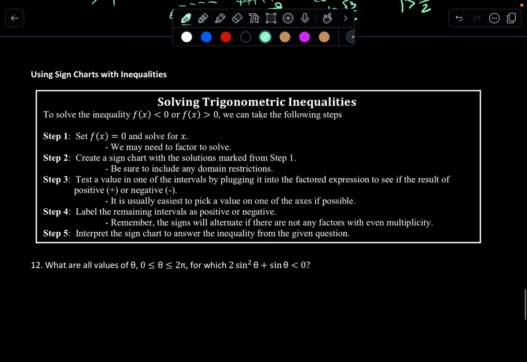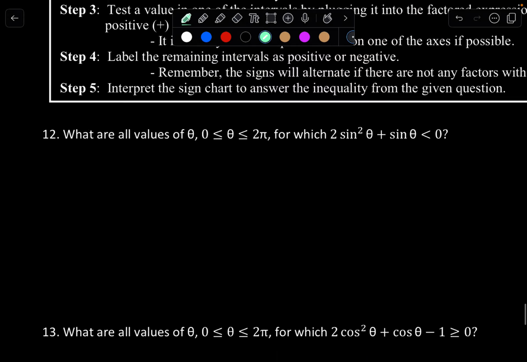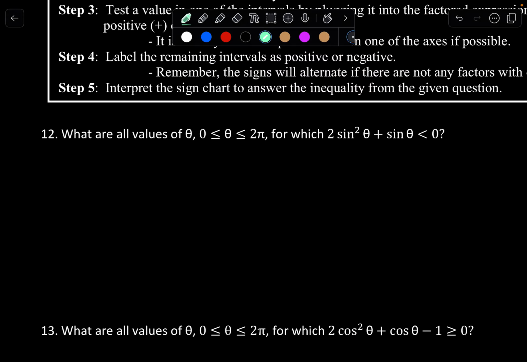All right, so this is the last topic in the trig solving unit, and it's using sign charts with inequalities. There's a list of steps here that I'm not really going to walk through. I'm just going to start by showing the examples. The steps that we use are basically what we did for solving trig equations, and then we break off into using sign patterns. So I'm going to start this using similar techniques to what we did before.